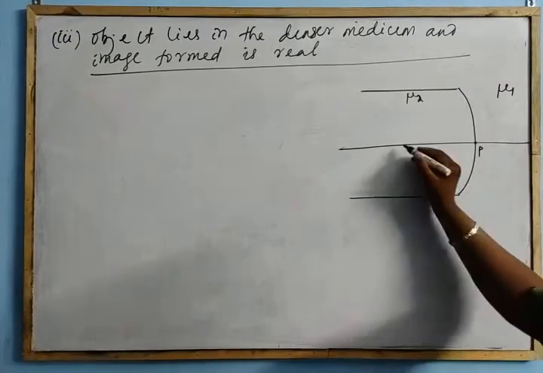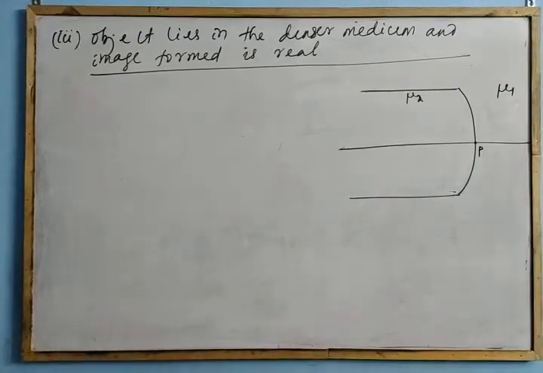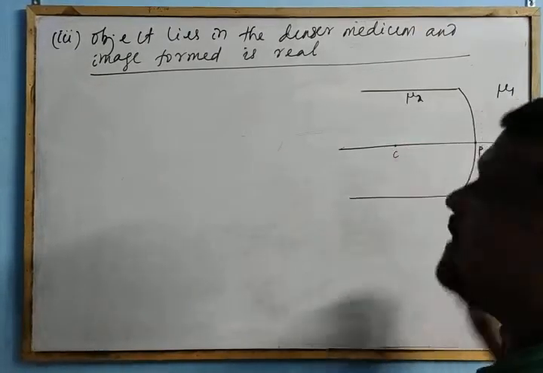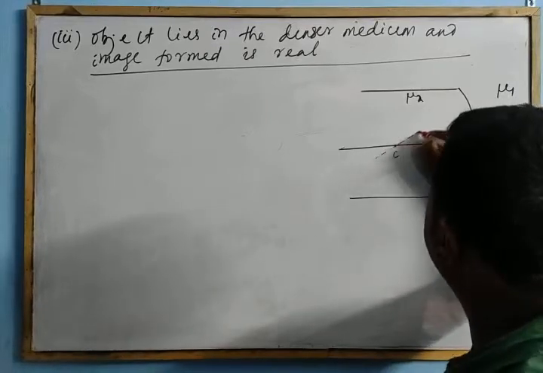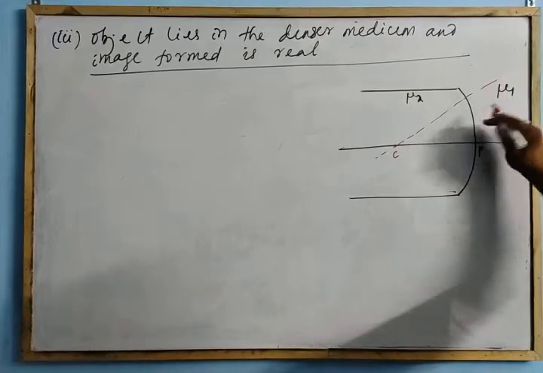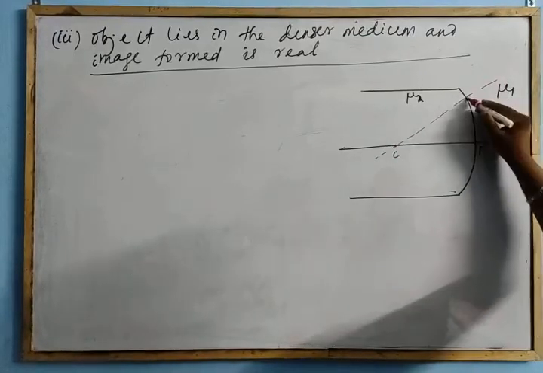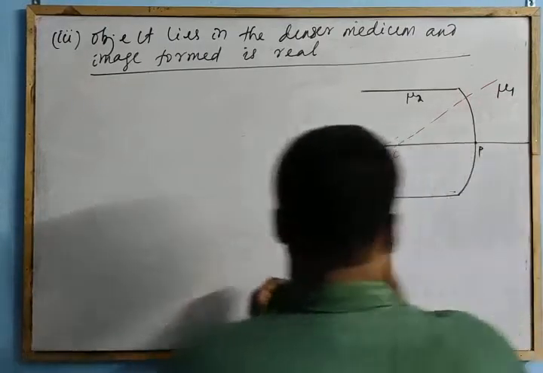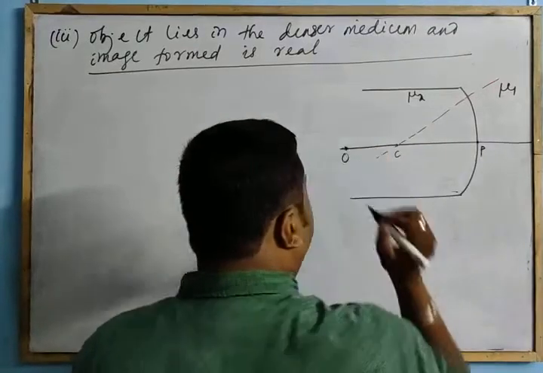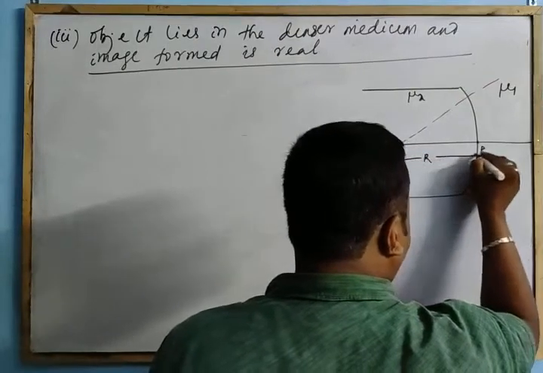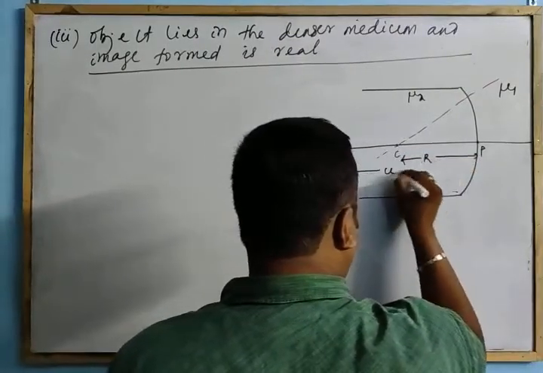This is the principal axis, this is the pole. Here the object lies. Let me draw the center of curvature here. This is the center of curvature. Draw a perpendicular on the refracting surface; on a convex surface it will pass through the center of curvature. This is the normal to this surface. Let O be the position of the object, PC is R, the radius of curvature, and PO is the object distance.